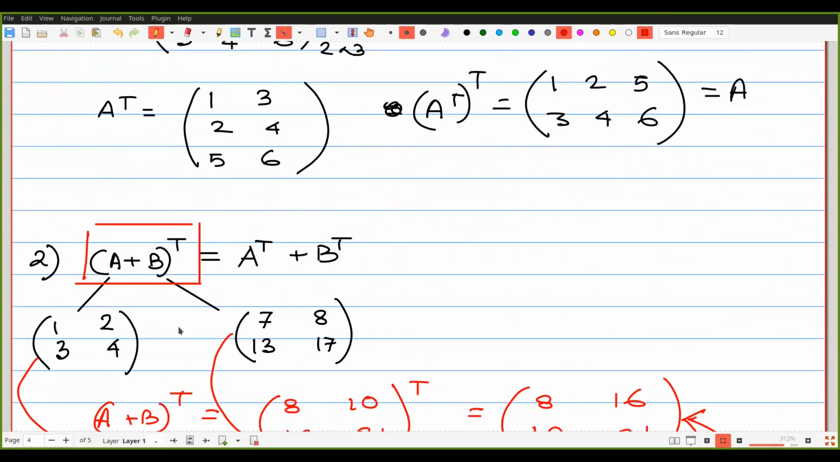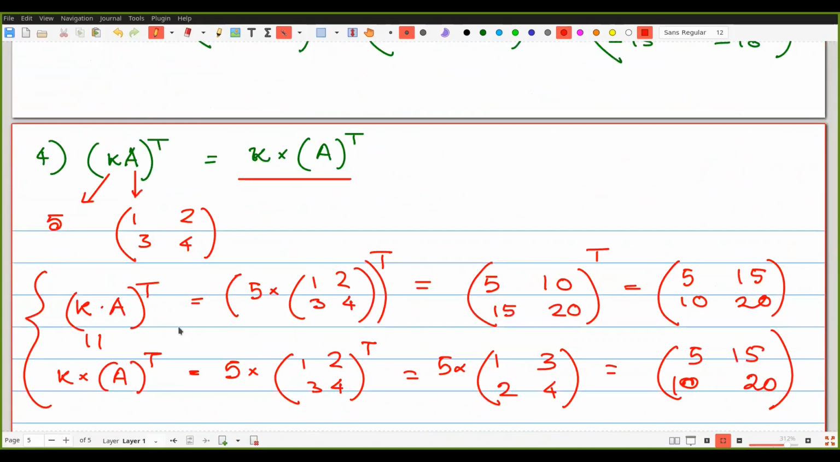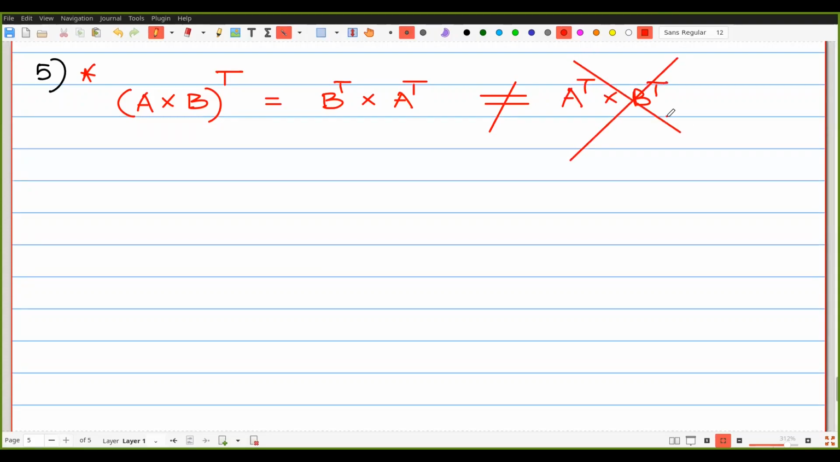The first one, A transpose of transpose is equal to A. That is the addition case, that is the subtraction case. The fourth one is the multiplication with the scalar case. Fifth one is the most important. Always remember. If we have A cross B, that means the product of the matrices, then its transpose is equal to B transpose cross A transpose, not A transpose cross B transpose. Always B transpose cross A transpose. And that's an important thing.